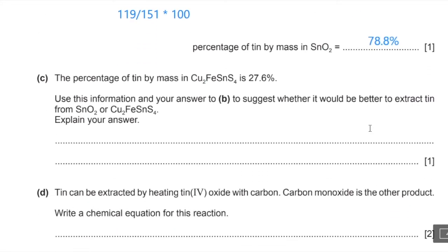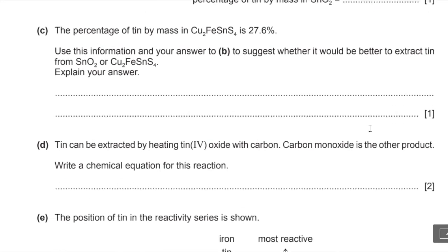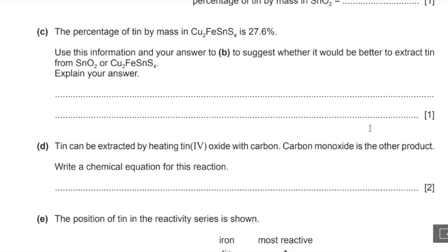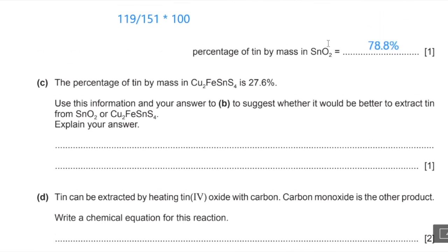The percentage of tin by mass in stannite is 27.6, which is less than the percentage in tin oxide. Use this information and your answer to B to suggest whether it would be better to extract tin from tin oxide or stannite, and explain your answer. So of course tin oxide would be a better source, as it has a greater percentage composition of tin than stannite.